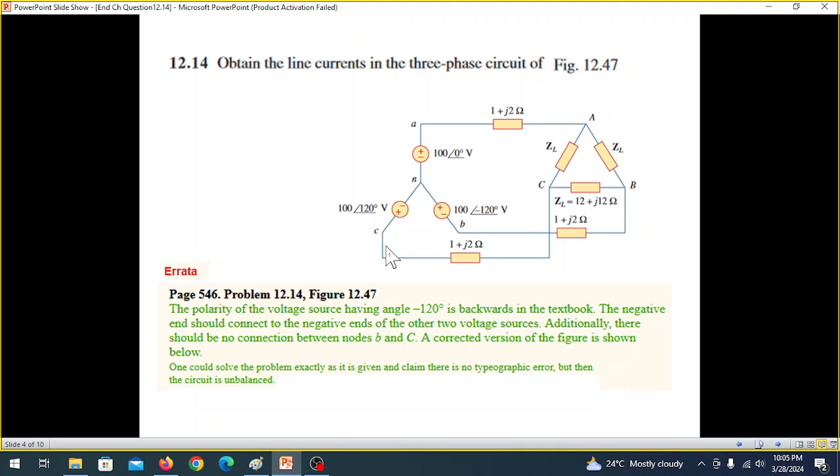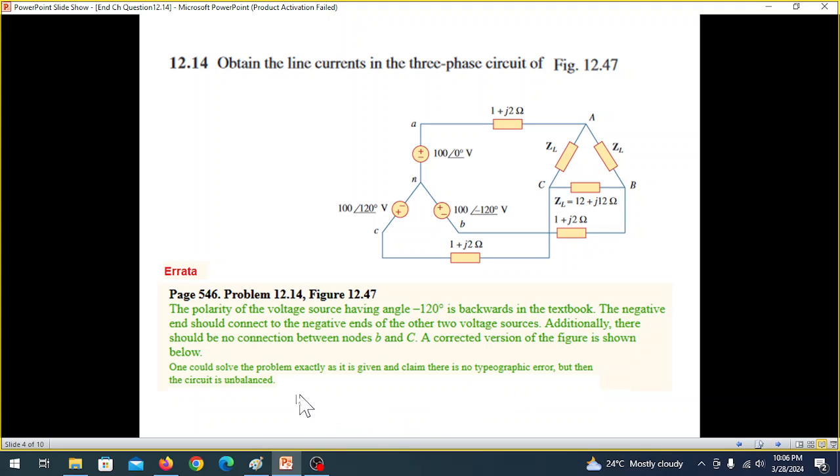Anyway, I also had the errata of the fourth edition, so I went back to the errata, and there he has highlighted this problem. The polarity of the voltage source having a minus 120 angle, like this one, is backward in the textbook. So it is backward. That means negative should be here and positive should be here. The negative end should be connected to the negative end of the two voltage sources. Additionally, there should be no connection between B and C. So this is assuming that there is a connection, so this is also wrong. And a corrected version of the figure is shown, which I could not open.